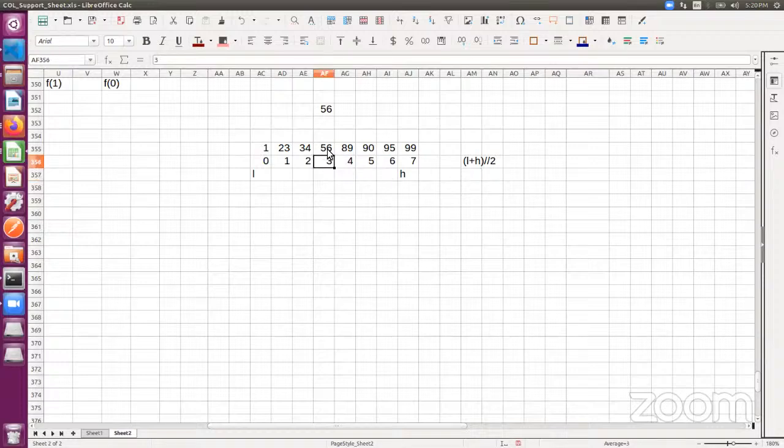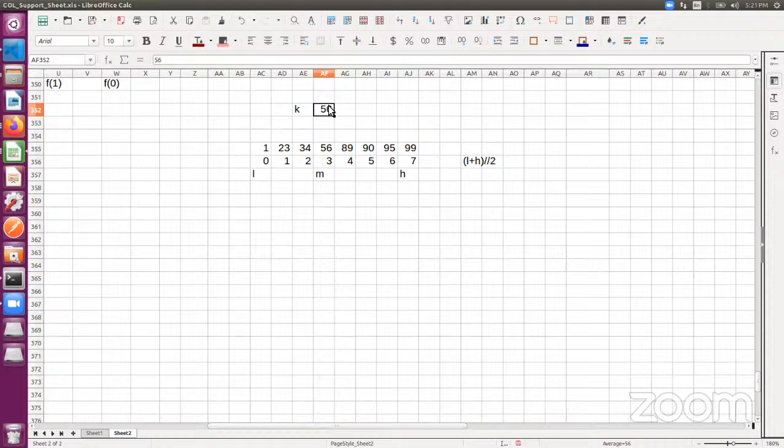Now we take the center element and compare it with the key. The key is nothing but the search element, the element to be searched. So take the mid element and compare it with the key. If both are matching, then you can return the index m. M is the index which holds the element being searched. So 56 was searched, and you found that the element is present at the mth index, so you return m.